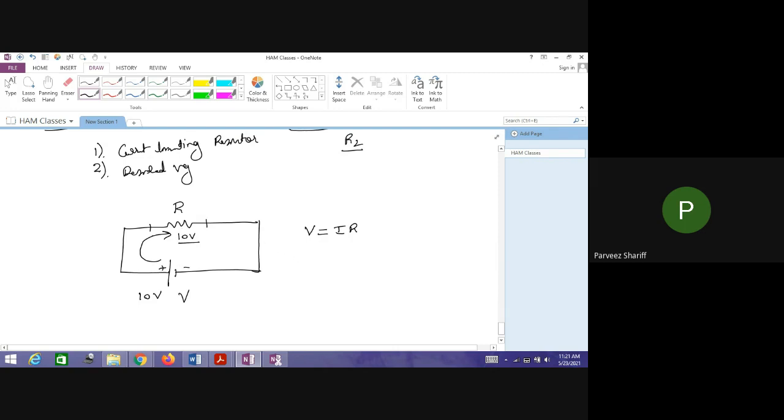So if I know the current which is flowing, for example, if the current flowing is 10 milliamperes, then I can find my resistance. What is the resistance required to achieve this? Then R is equal to V by I. So I can just substitute here. It is 10 by 10 milli. So I'll get a resistance of 1000 ohms. This 1000 ohms can be written as 1 kilo ohm.